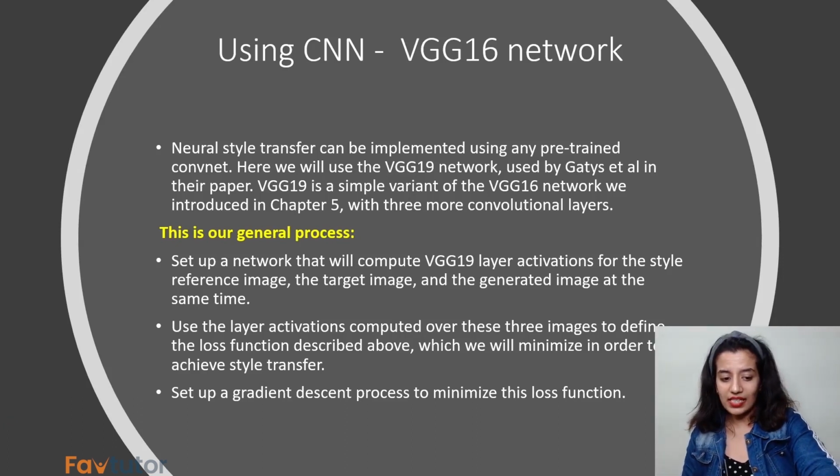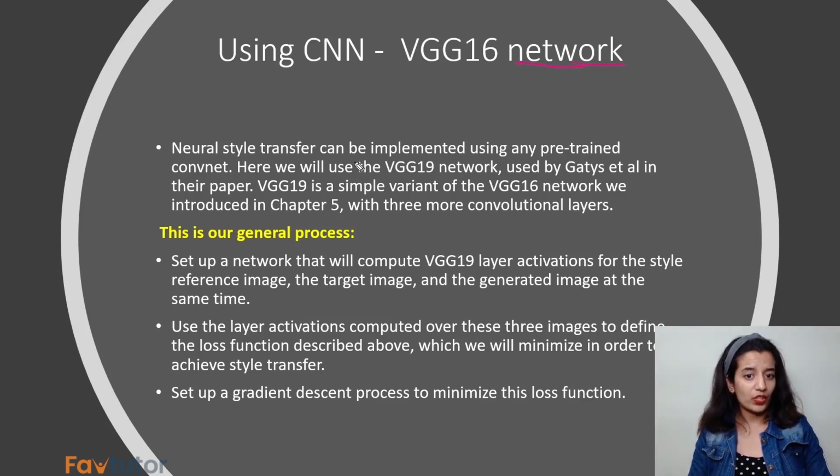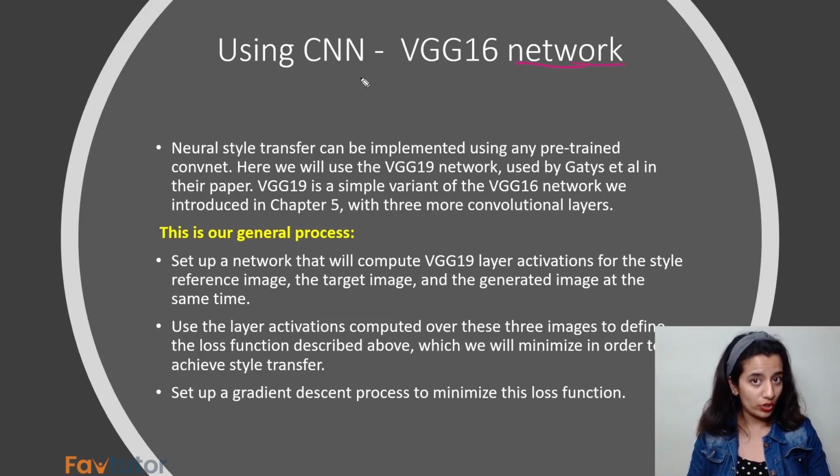So under the CNN, I'm basically using the VGG16 network. This is a special network that we are using for the neural style transfer. Okay, so it can be implemented by using a pre-trained convolutional neural network. This is the pre-trained network. Here we will use the VGG19 network.